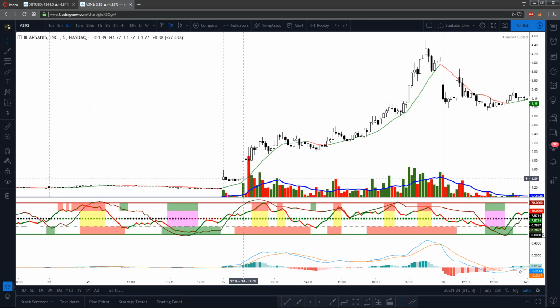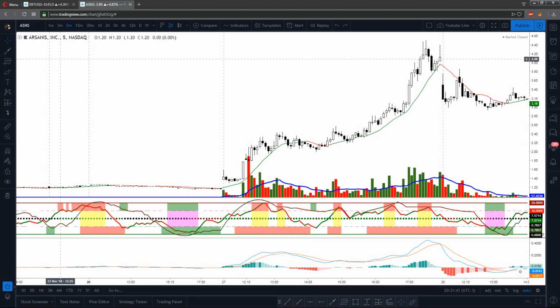That might sound very outlandish to some of you guys, but if you trade penny stocks on a day-to-day basis, you understand that if these bull flags play out properly, that is not outlandish at all. You can easily see a 10, 20 to 30% gain on these penny stocks.